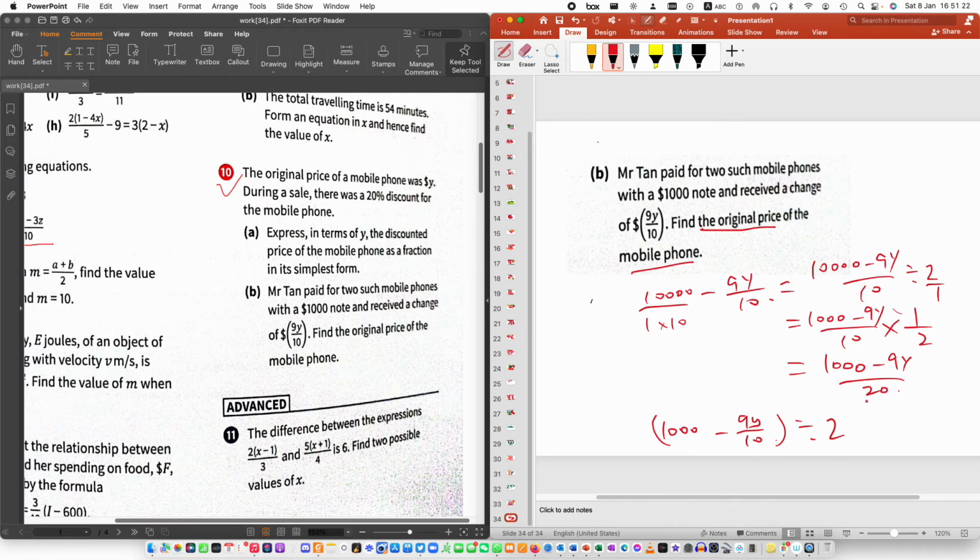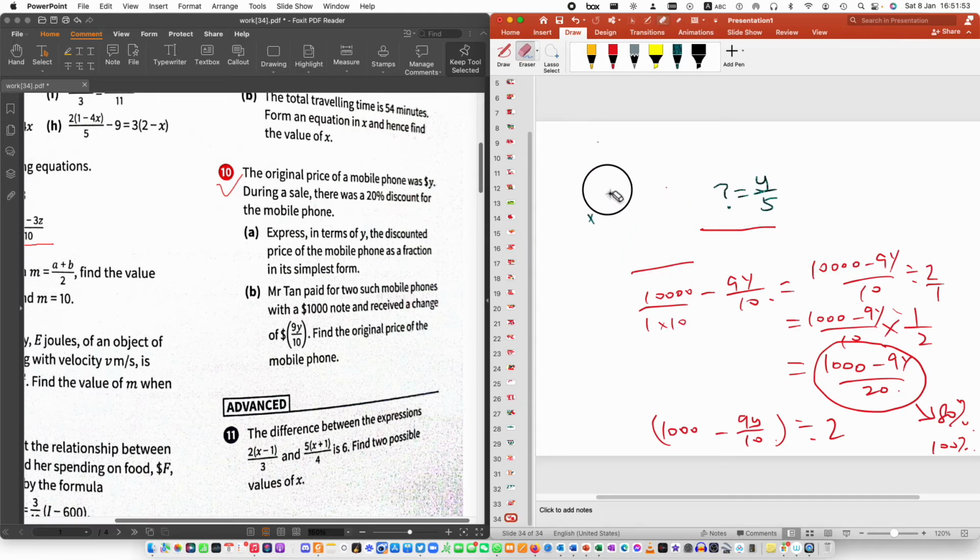This is 1/4. That's it. By the way, this is already a discounted price, and this discount is 80%. So you need to find what 100% is. So let me continue. Let me get rid of this. So this is 1000 over 9y over 20. This is 80%. So 100% is how much? So how do you get from 80 to 100?